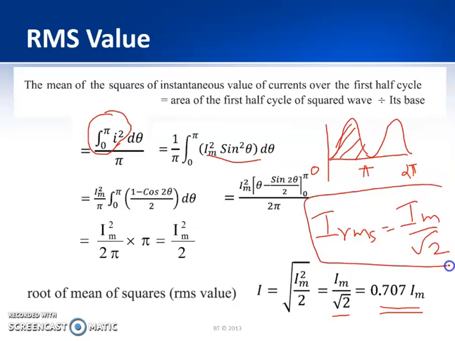This is only for a sinusoidal waveform. This is not for any other waveform. IRMS is equal to Im by root 2 only for a sinusoidal waveform. So whenever you get a question asking you to find the RMS value of a triangular waveform, do not write that the RMS value is Im by root 2, because IRMS equal to Im by root 2 is applicable only to a sinusoidal waveform.